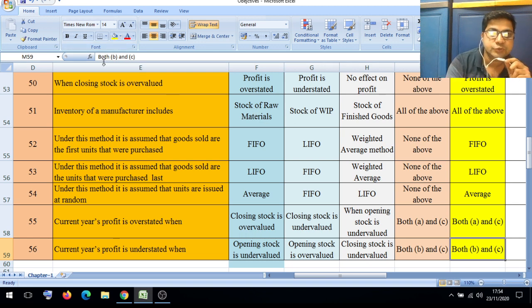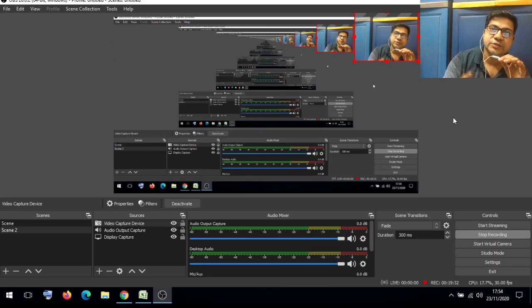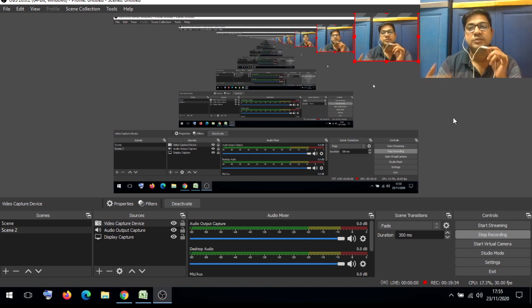So I hope you understood how we will solve these sums. Today we have studied inventory valuation, Accounting Standard 2. In our last lectures we discussed the FIFO method and weighted average method, and you have the PDF also. So today we discussed objective questions. I hope you understood these objectives. In the next video we will discuss the next chapter, that is manufacturing final account, and what kinds of objectives are there in that particular chapter.